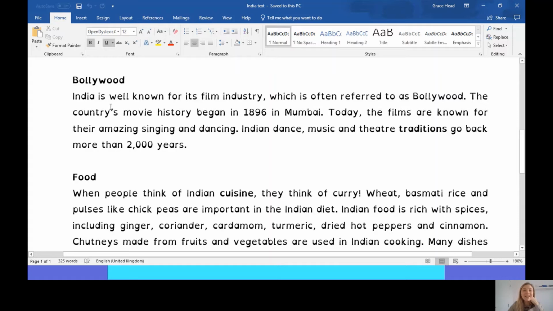Bollywood. India is well known for its film industry, which is often referred to as Bollywood. The country's movie history began in 1896 in Mumbai. Today, the films are known for their amazing singing and dancing. Indian dance, music and theatre traditions go back more than 2,000 years.